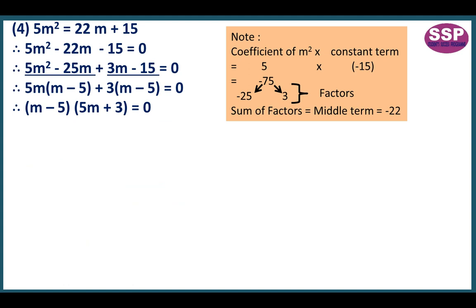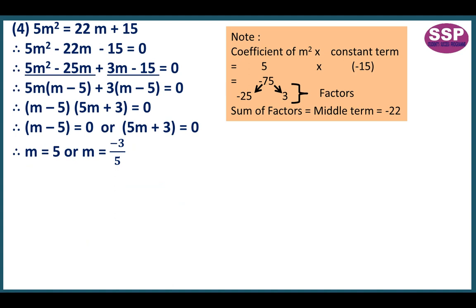Therefore here the product of two brackets is equal to 0. That means one of the brackets should be equal to 0. Therefore m − 5 = 0 or 5m + 3 = 0. Therefore m = 5 or m = −3/5.